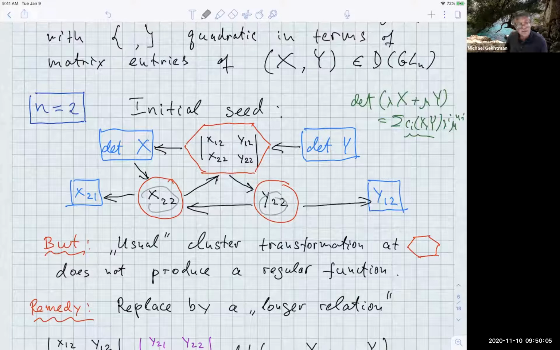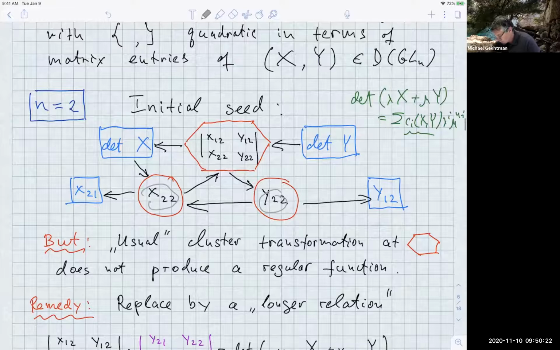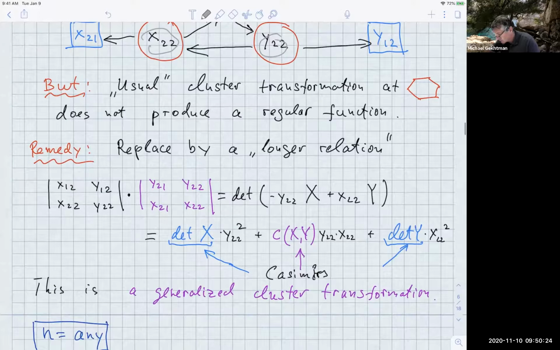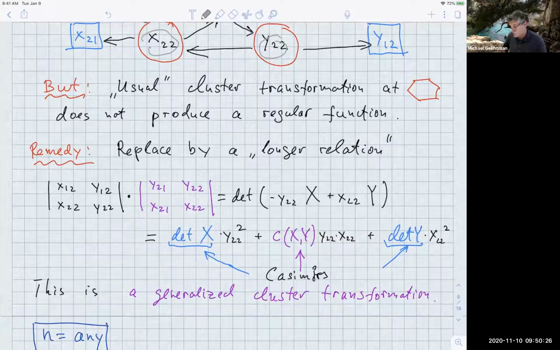And there is a remedy. You can make your transformations a little bit more complicated. Namely, instead of allowing in the right-hand side of the transformation only binomial expressions, you can allow longer expressions. In this case, it will be a three-term expression. And so this is how it looks. This is an easy identity to verify.